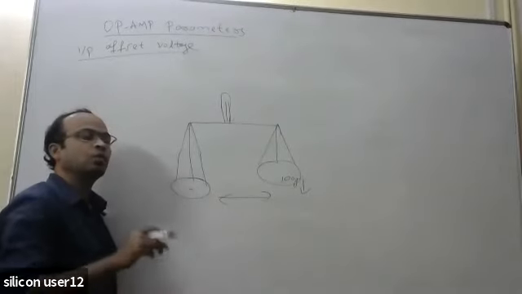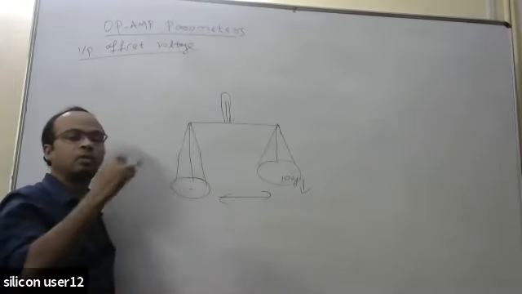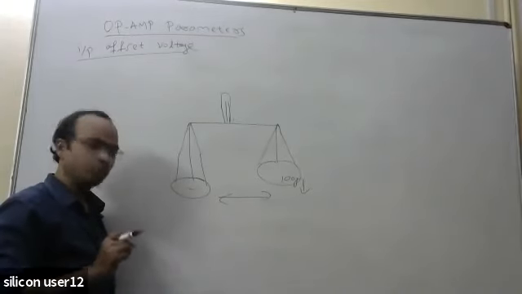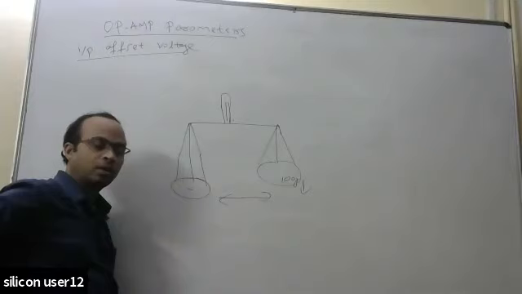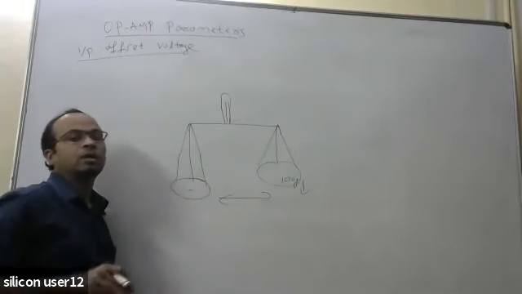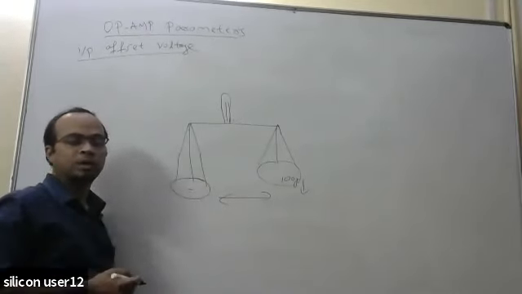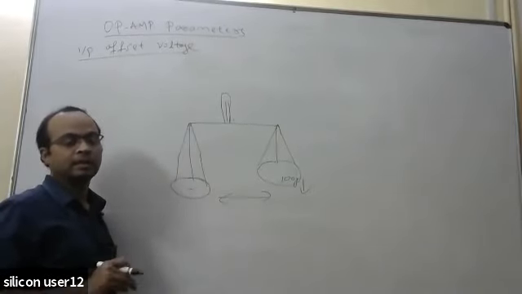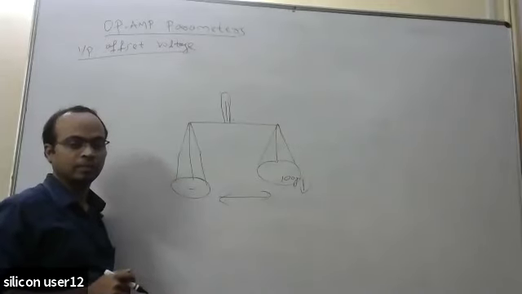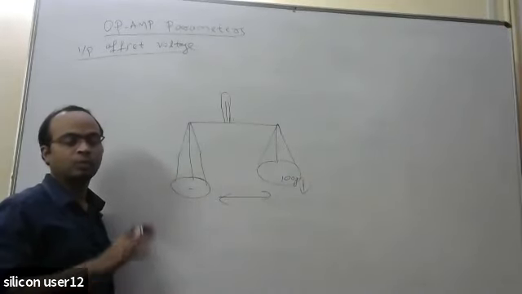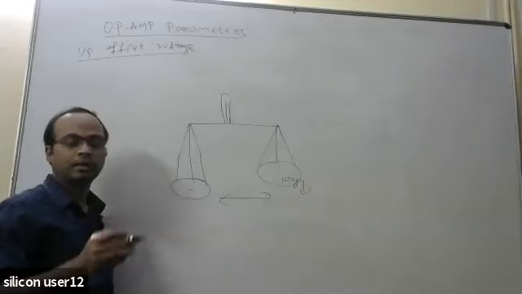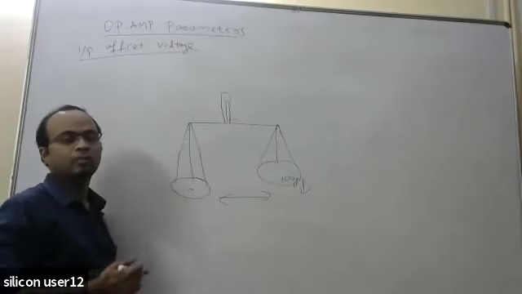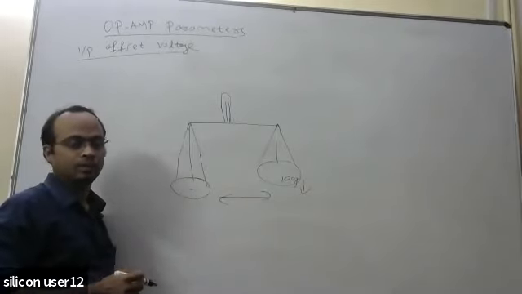Initially when the inputs are 0, whatever voltage is available at the output terminal is called the output offset voltage. To nullify that output offset voltage, whatever input voltage you have to apply is called the input offset voltage. So the voltage we apply at the input to nullify the offset voltage at the output is called the input offset voltage.